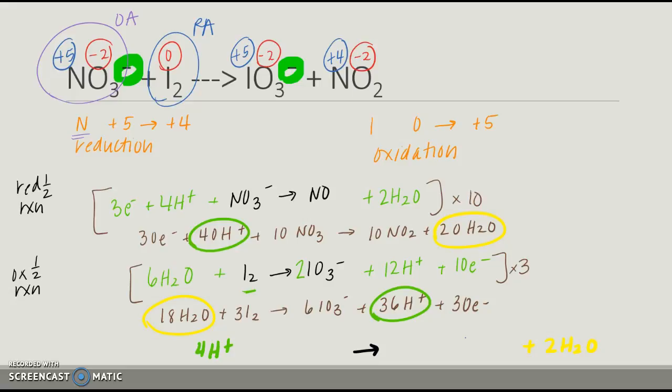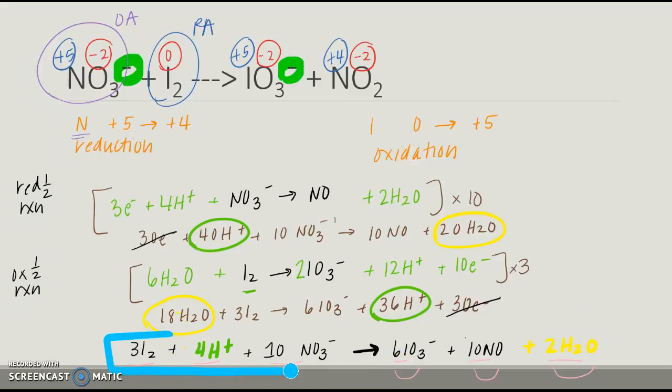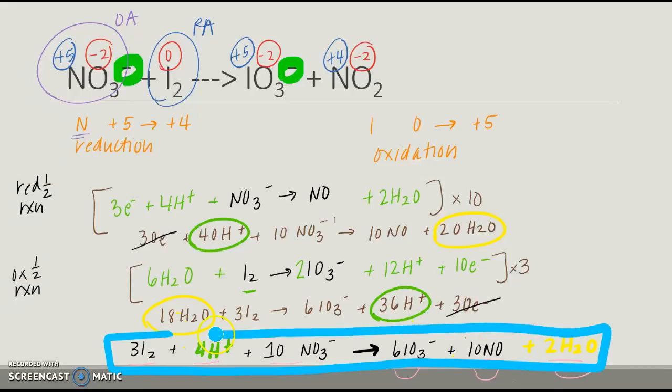Let's finish it out. When you add all of those equations together, you have 6 I's, 6 I's, 4 H's, 4 H's, 10 N's, 10 N's, 30 O's. You have 18 O's here, plus 10 more, that's 28, plus 2 more, that's 30. So atoms are balanced. Then I look at charge, plus 4 here, minus 10 here, so minus 6 total, minus 6 on this side. This is balanced, and this is your overall redox equation.